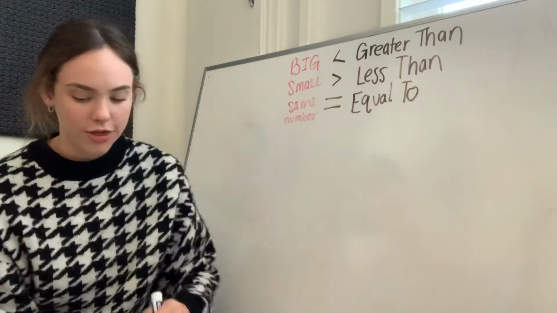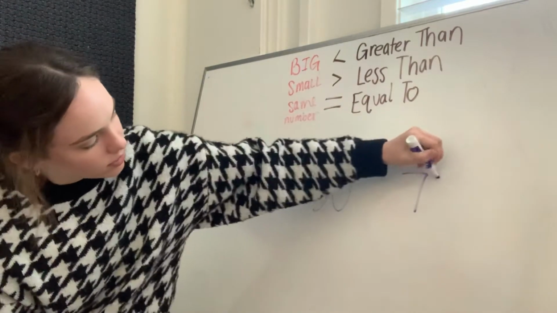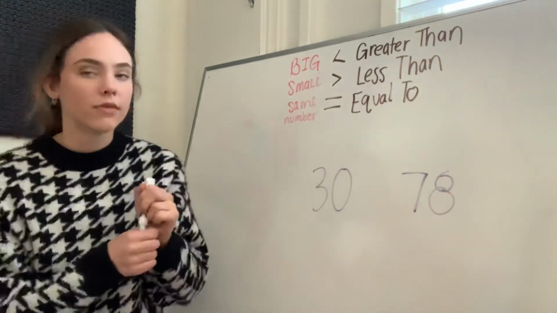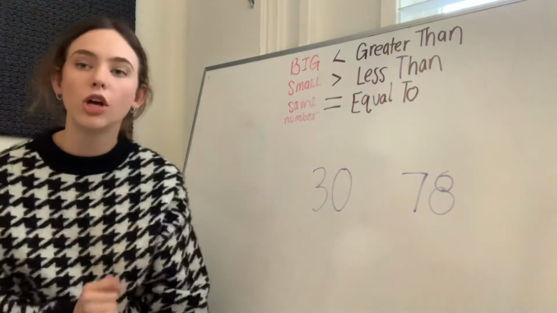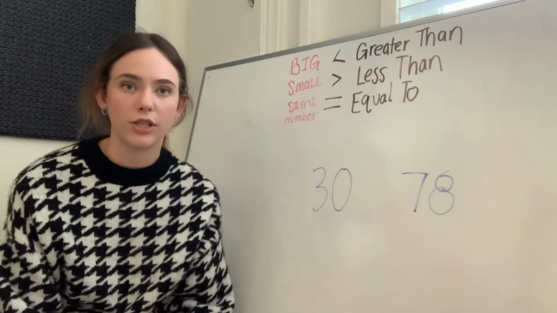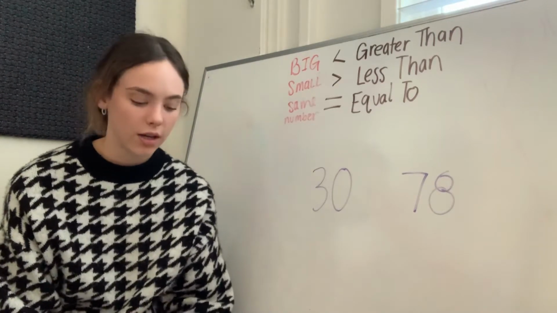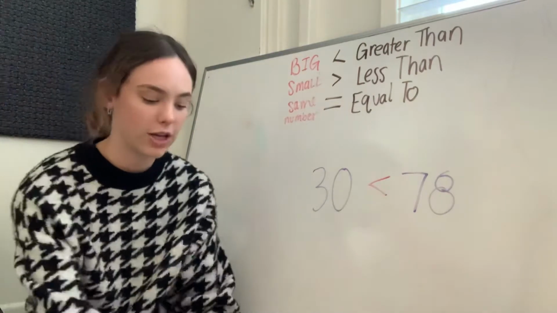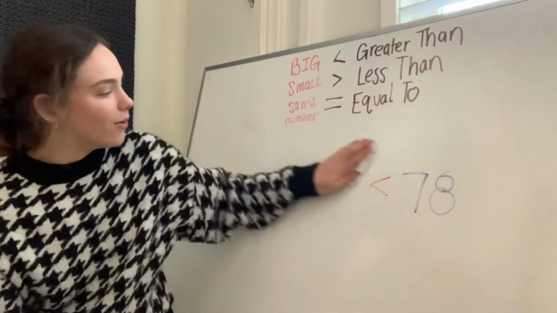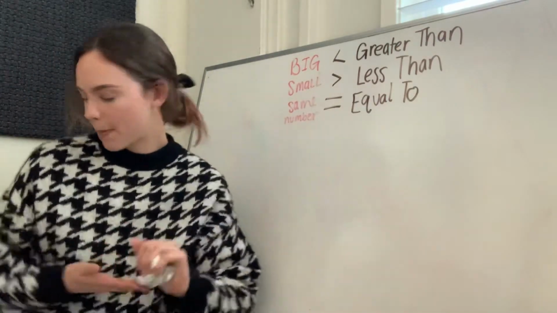Now let's do one more just to make sure you get it. So we're going to do 30 and 78. Show me with your hands or your arms which way the alligator is going to go, or which symbol we're going to use. Okay, great job. We're going that way. Most of you got it right. So we're going to move on to the next part of the lesson.